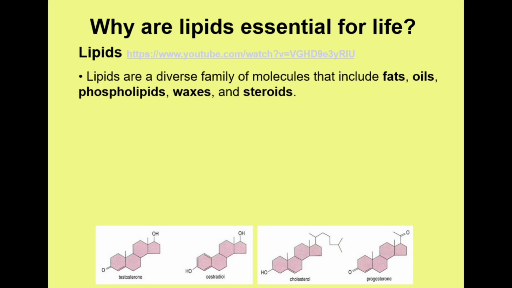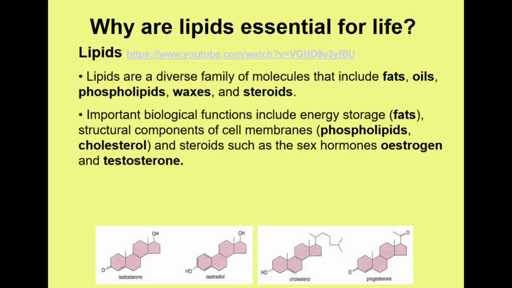When we start looking at them more closely, we can see that lipids are a really diverse family of molecules. Not only do they include fats and oils, but we also get the phospholipids, so important for cell membranes, and we also get waxes and steroids. We can see there's a really diverse range of functions and types of molecule in this family of lipids. So what are some of the things that they do then?